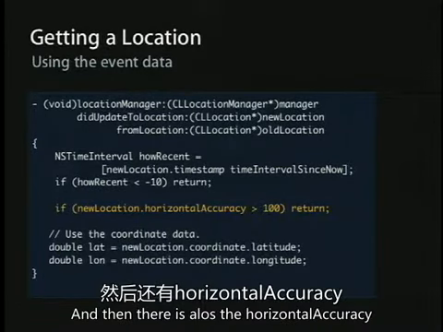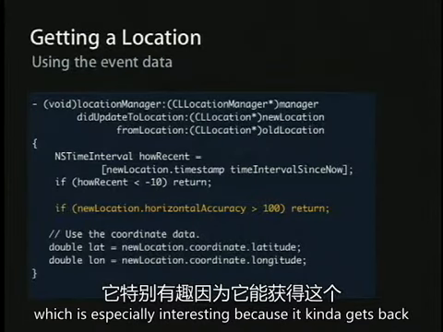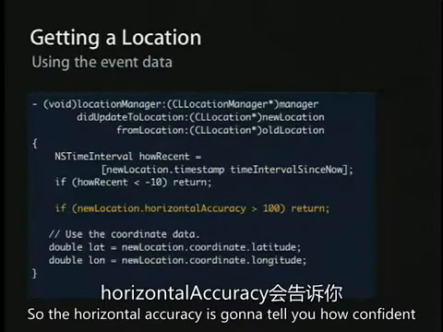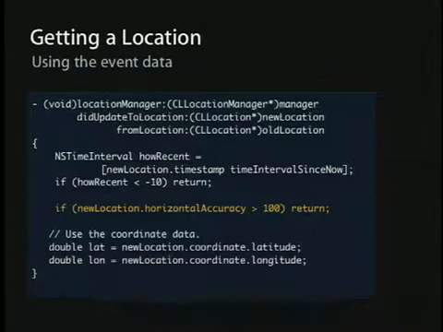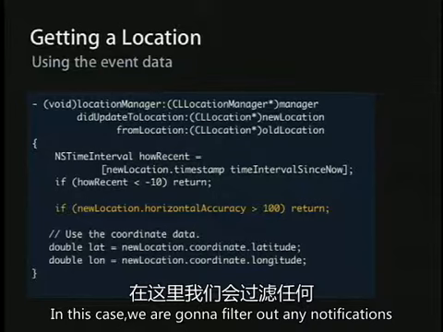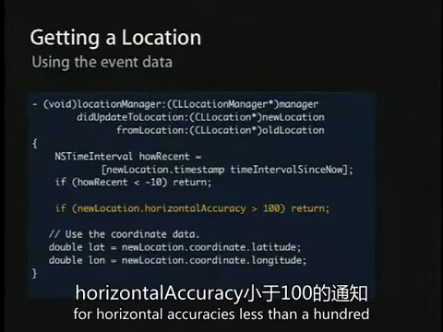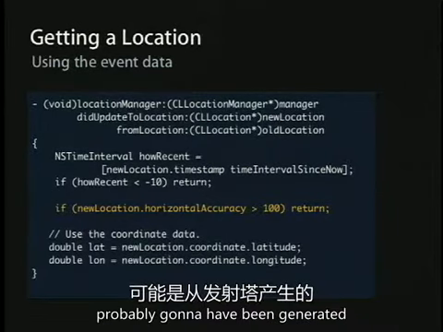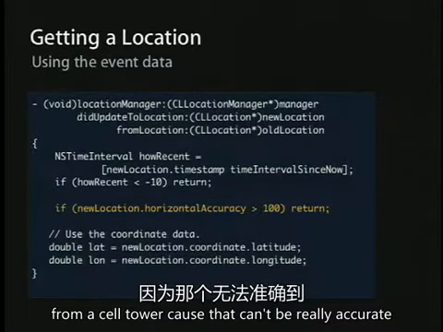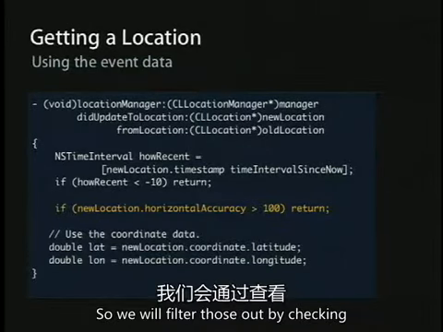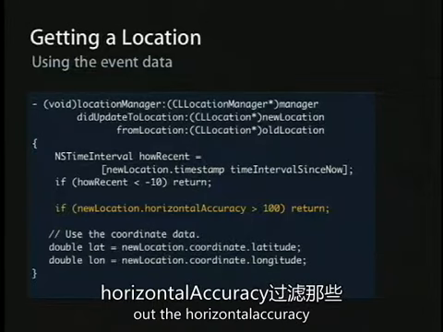And then there's also the horizontal accuracy, which is especially interesting because it kind of gets back to are we using cell or Wi-Fi or GPS? The horizontal accuracy is going to tell you how confident Core Location is in the location it just told you. In this case, we are going to filter out any notifications for horizontal accuracies less than 100, and this is in meters. Anything less than 100 meters probably is going to have been generated from a cell tower, because that can't really be accurate to anything approaching 100 meters. So we'll filter those out by checking the horizontal accuracy.